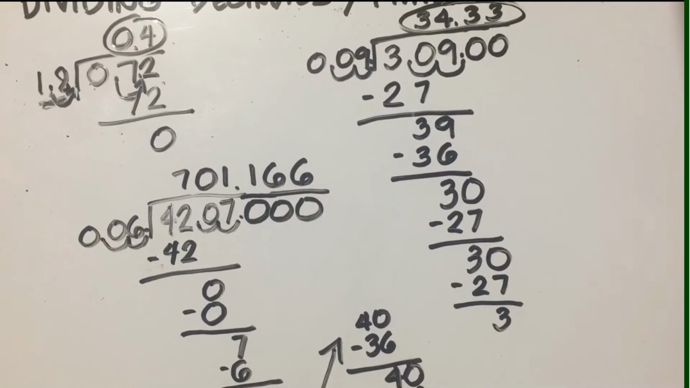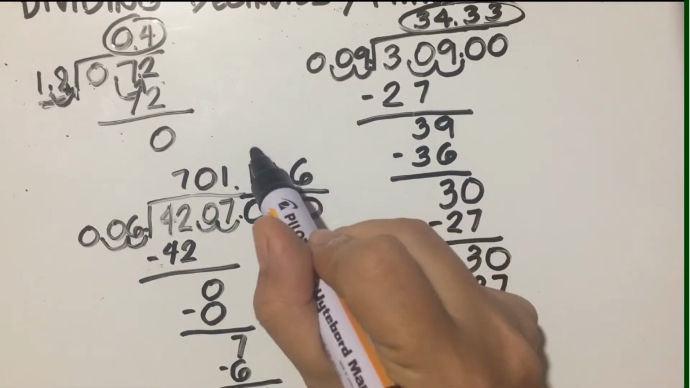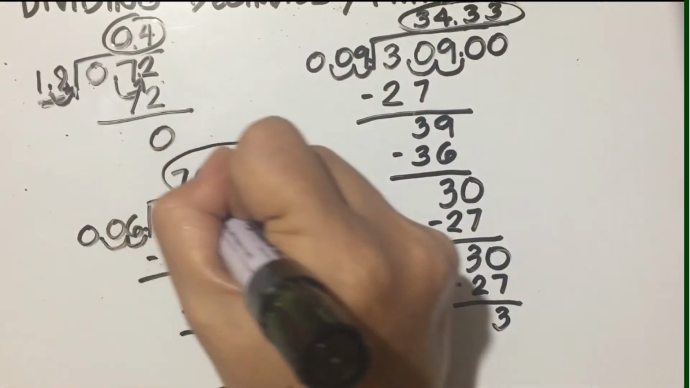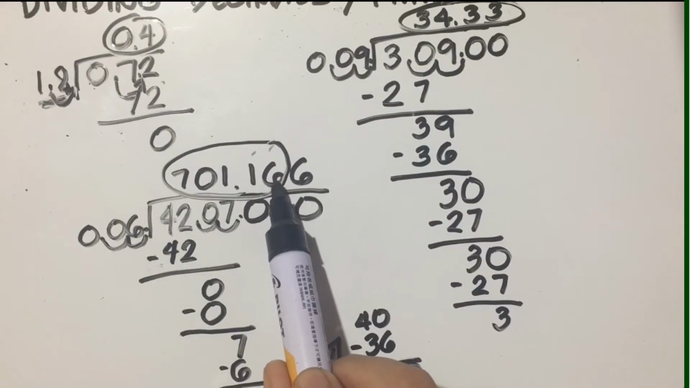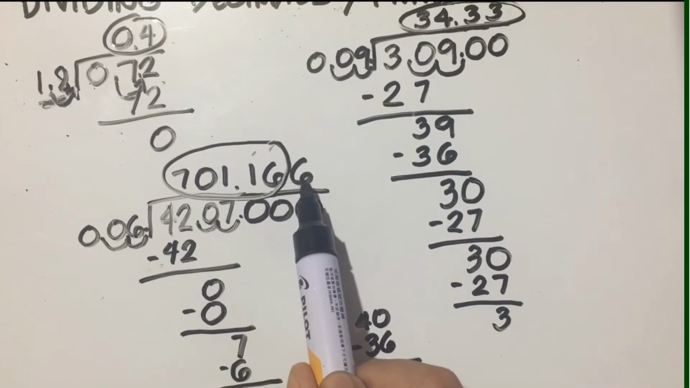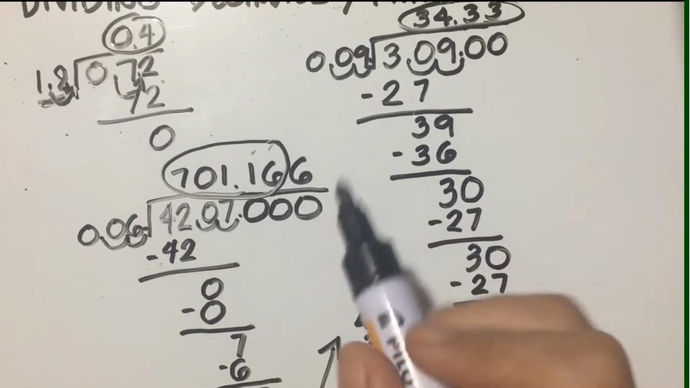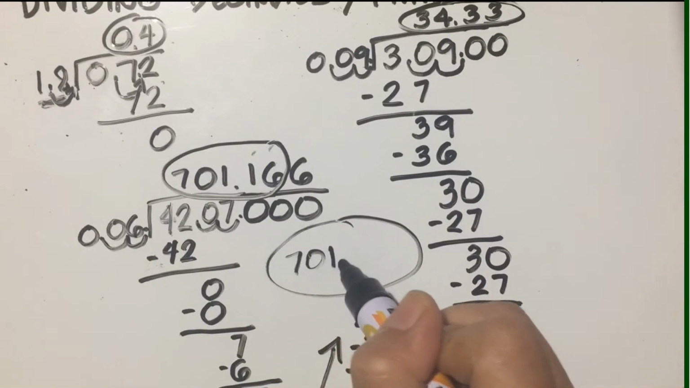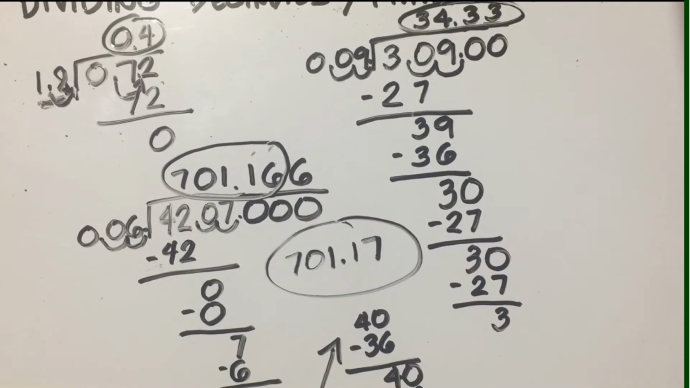So our stopping point is two decimal places, to the hundredths place. So we have this. However, the digit beside the last 6 is 6, which is more than 4. So we will round this 6 up. So the final answer will be 701 and 17 hundredths.